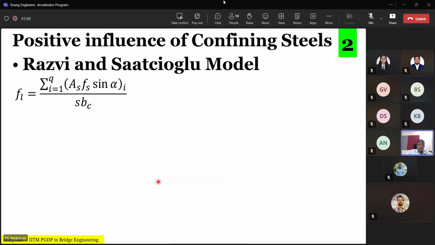And when you do this, this model is attributed to Razvi and Saatcioglu, and you will notice that you have a differential magnitude summation of AS in two perpendicular directions. And remember, this Fs is not the yield stress; it is the stress induced in the steel stirrups. So it depends. That means if you want a higher stress to be induced in it, then what you should do is go for lower Fy. So it is more effective to consider stress and area that you want to do.